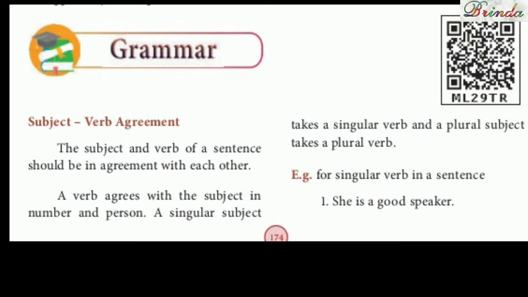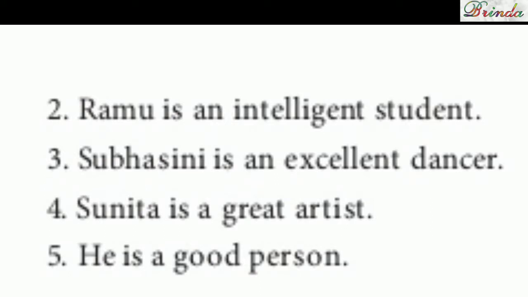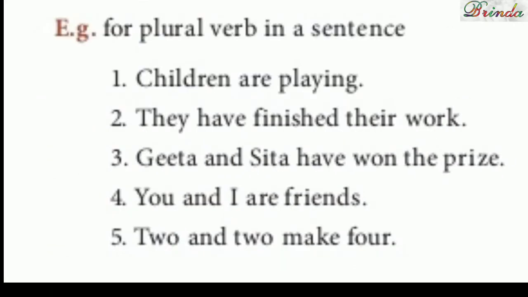Okay, for example, for singular verb in a sentence, she is a good speaker. She is one person, so "she is" only should come. "She are" should not come. Okay? Ramu is an intelligent student. Ramu is one. So is. Subhashini is an excellent dancer. Sunita is a great artist. He is a good person. Fine? All these are singular. Is is always singular.